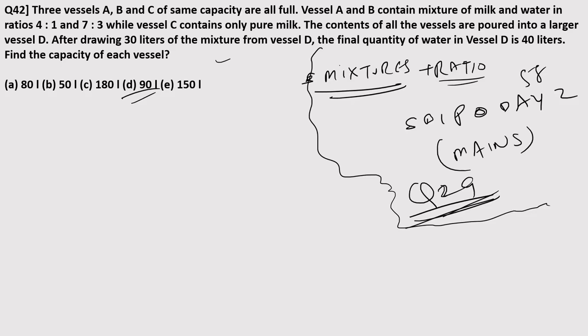Let's move to next question, or let me just tell it in brief. See, it is saying same capacity, A, B and C have same capacity.